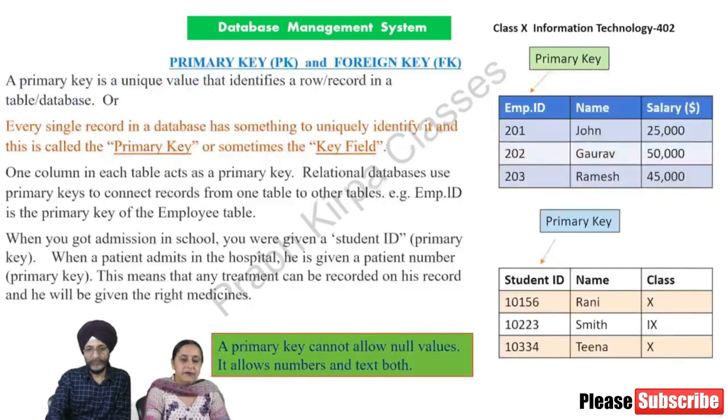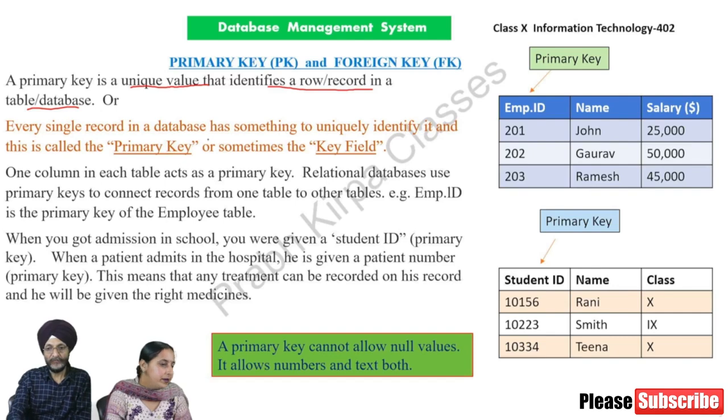Primary key and foreign key. A primary key is a unique value that identifies a row or record in a table or database. Every single record in a database has something to uniquely identify it, and this is called the primary key or sometimes the key field. One column in each table acts as a primary key. Relational databases use primary keys to connect records from one table to other tables. For example, employee ID is the primary key of the employee table.